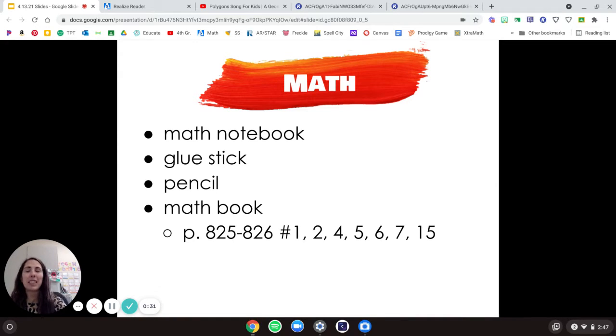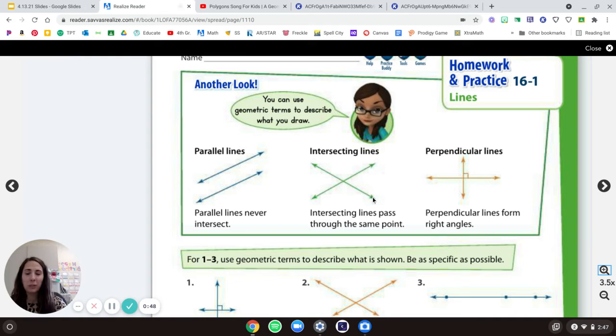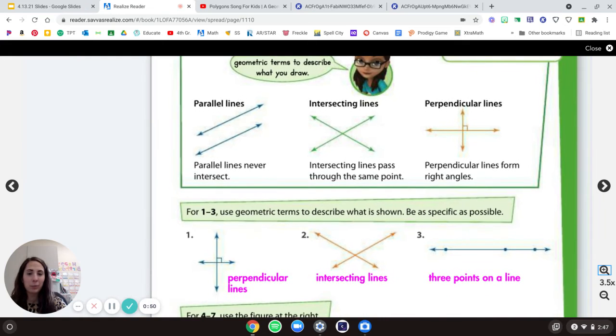All right, to get started, we're going to correct our homework from yesterday. So go ahead and open your math book up to page 825 first and then 826. And we're going to look over our problem numbers that we had to do. All right. So we had to do number 1 and 2 up top.